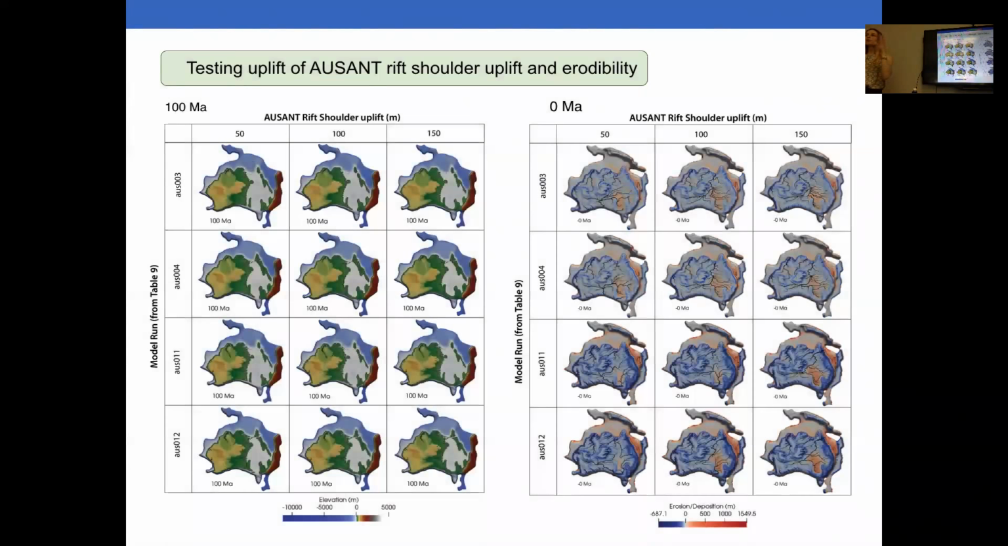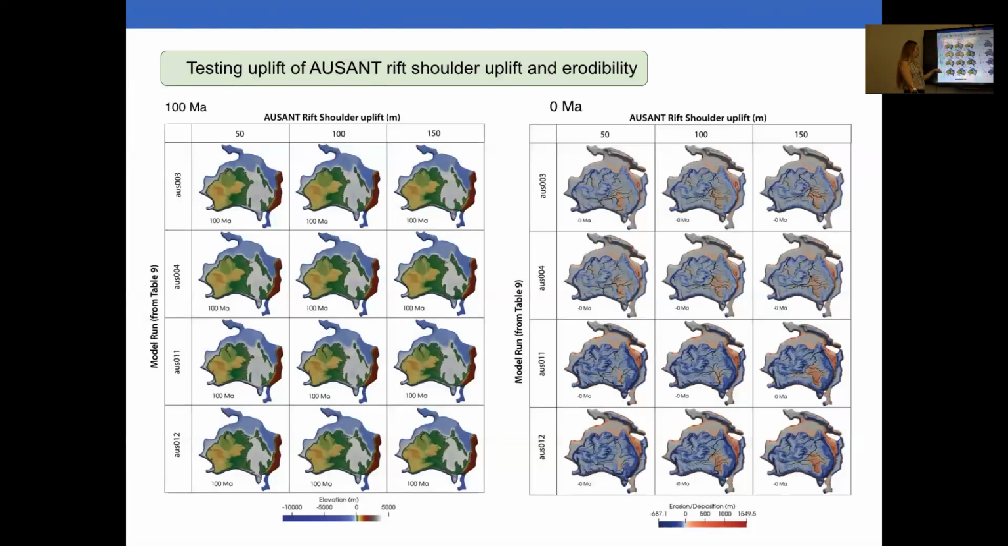Okay, so I guess we needed two things. So this is 100 MA and this is 0 MA, and this shows the topography, and then this shows in black the river networks and also erosion and deposition values in the blue and red. So we ran a whole lot of models because we needed both. We needed the northern drainage and no southern drainage at 100 MA, but then we needed southern drainage at 0 MA. So we tested different uplift values, and these represent different erodibilities and dynamic topography.